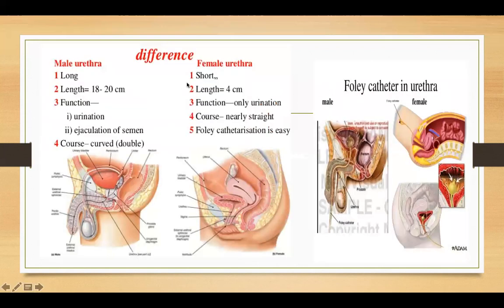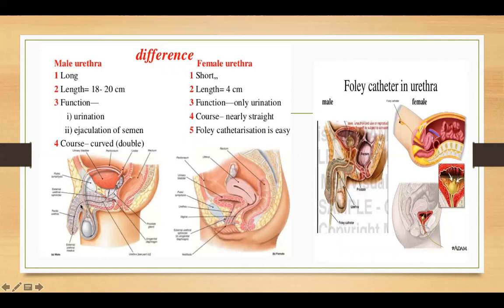Now, what is the difference between male urethra and female urethra? The male urethra is long, the female urethra is short. Its length is around 18 to 20 centimeter in the male, and only 4 centimeter in the female. The function of the male urethra is urination and ejaculation of semen. The main function of the female urethra is only urination.